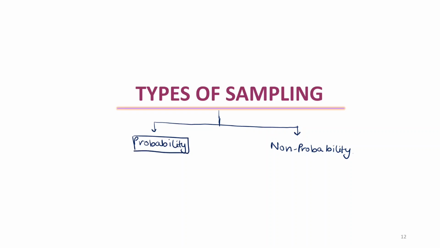Firstly, as we know, there are two types of sampling, probability sampling as well as non-probability sampling. Probability sampling is also known as random sampling, whereas non-probability sampling is known as non-random sampling. In this video, we will cover all the sampling which comes under probability type of sampling. And in the next video, we will see all the types of sampling which come under non-probability sampling. So let's get started.